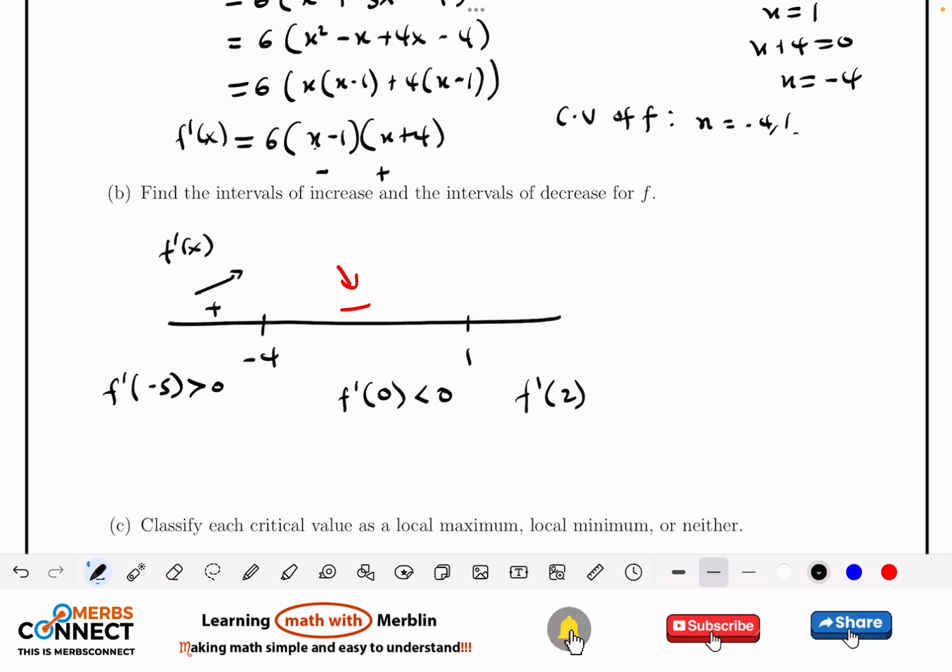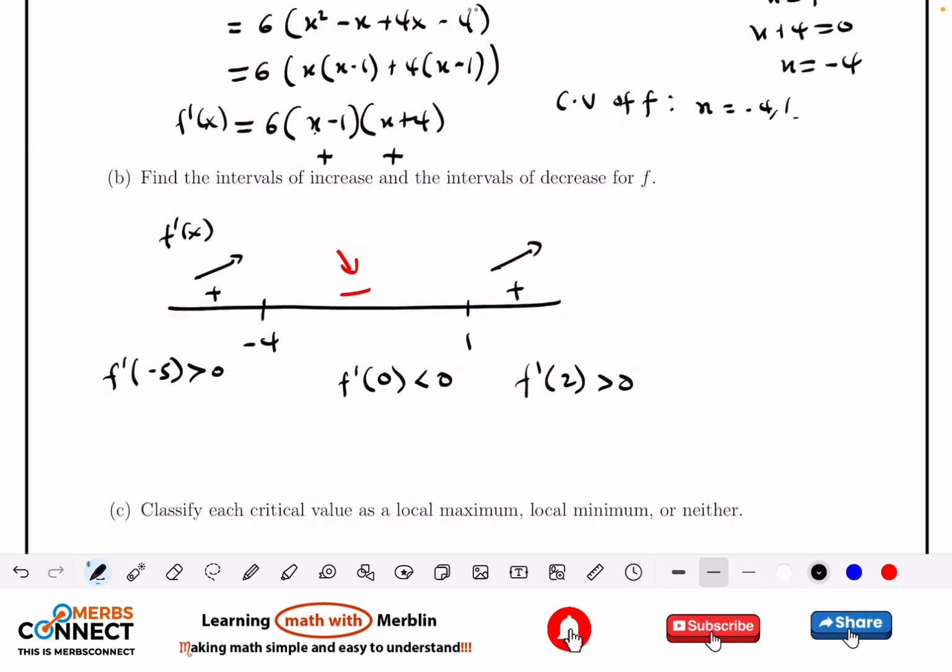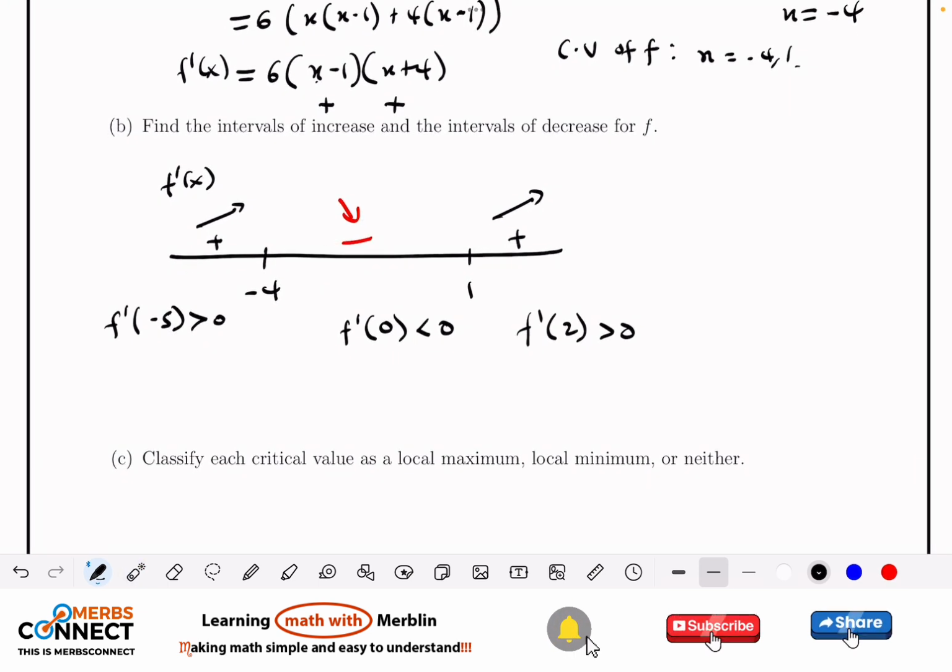Then let's look at the last one. The last one here is 1. So 1, the value here is 2. Let's plug in 2. When I plug in 2 here, 2 minus 1 is going to be positive. This one is going to be positive. Positive times positive will be greater than 0. So this one will be positive. Also what? Increasing. So what are the increasing interval? We have this, and the decreasing interval will be this.